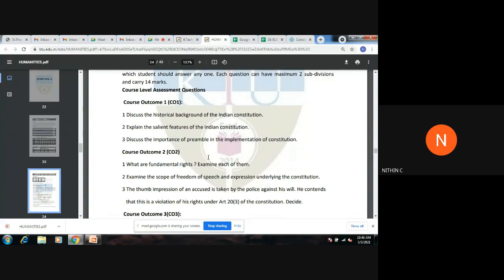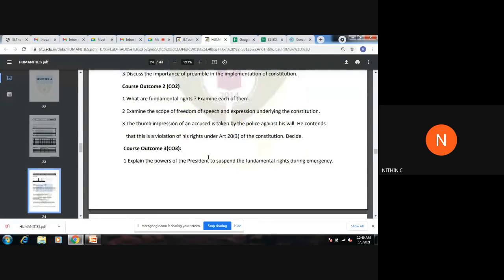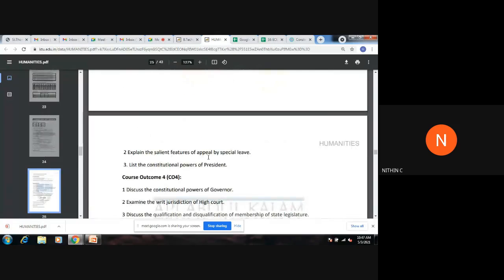Then as per the second course outcome, we should be able to understand the fundamental rights, examine each of them. Then examine the scope of freedom of speech and expression underlying the constitution. And then as per the third course outcome, you should be able to explain the powers of the president to suspend the fundamental rights during emergency. Explain the salient features of appeal by special leave. List the constitutional powers of the president.